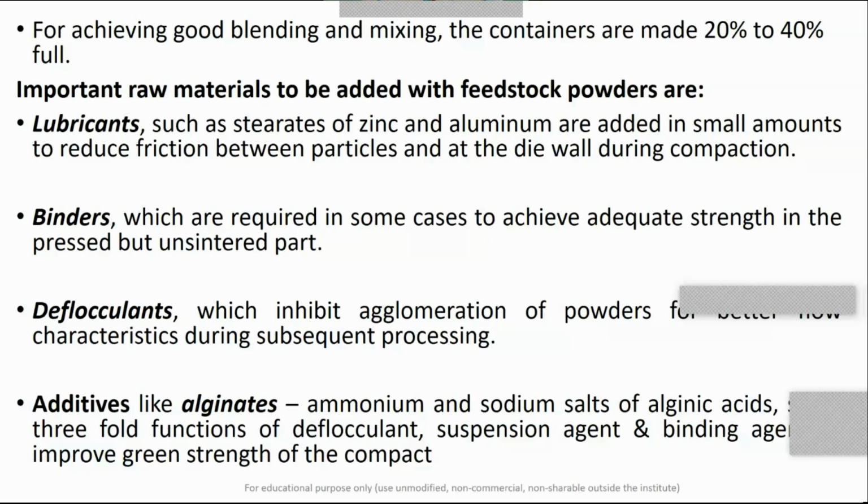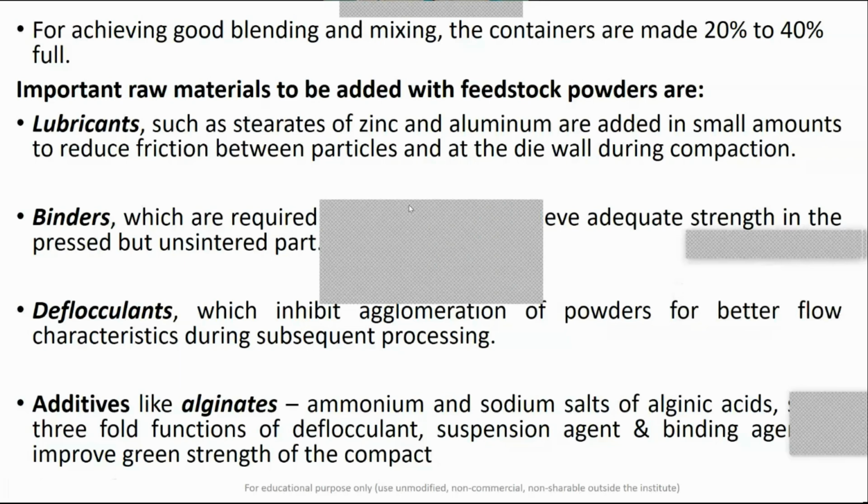So you select a binder that causes an improvement in the green density. Green density is the density that is obtained after the compaction but before the sintering process. So it should improve the green density, but it should be volatile in nature, of a material which is easily liberated during the sintering process.